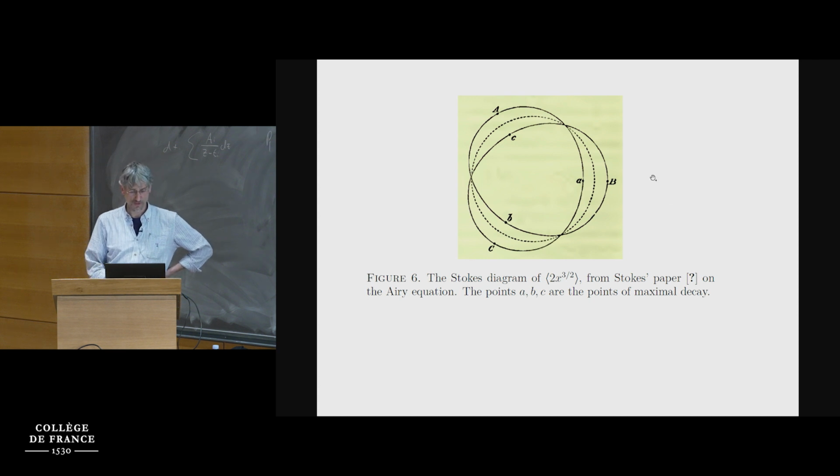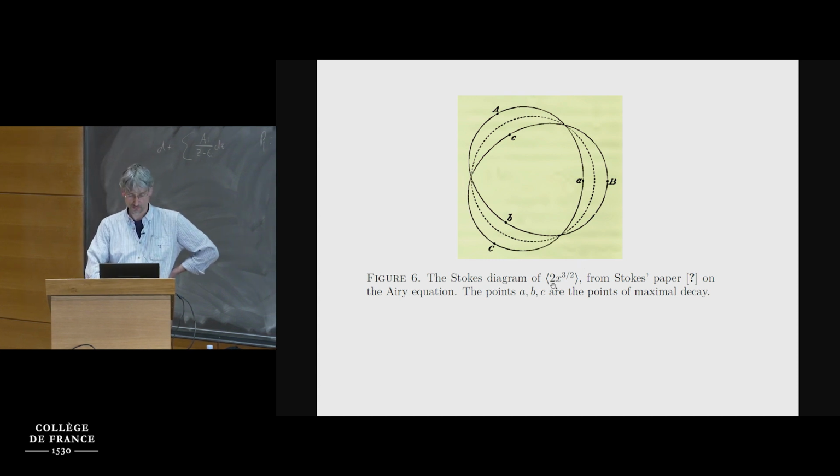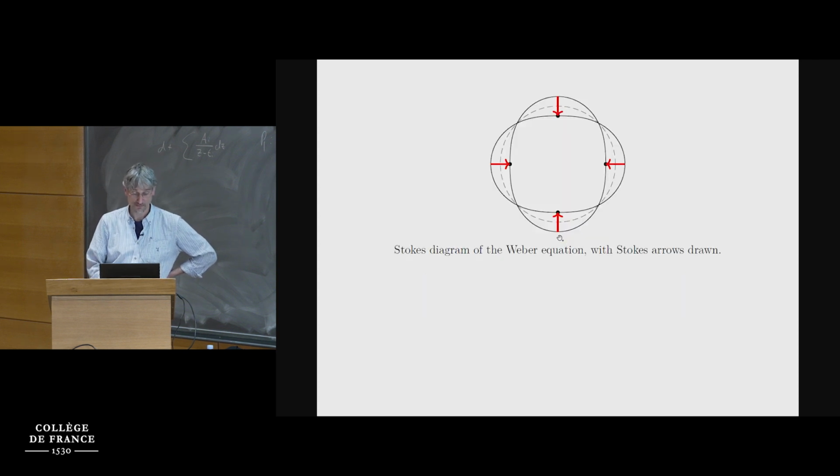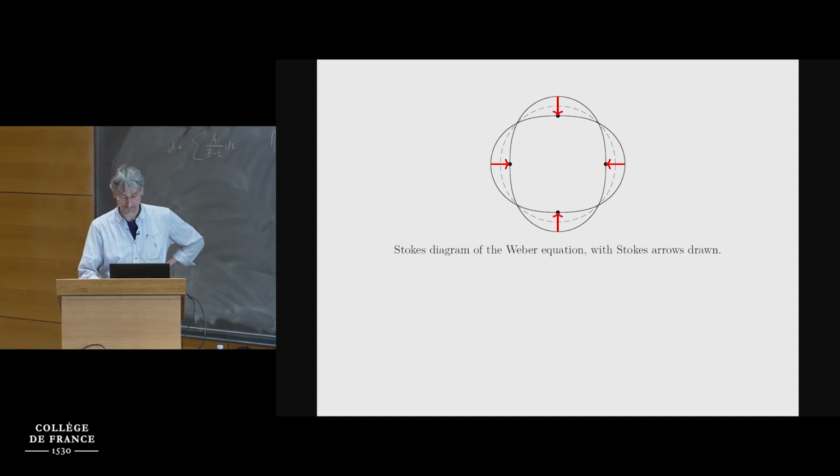So Stokes looks at a version of the Airy equation which has Stokes circle 2x to the 3 over 2, and he drew this nice trefoil picture. So here the two branches have maximal difference in their growth and decay on the real axis, and they switch over on these Stokes directions like this. And you can look at any other differential equation. If you look at, for instance, the Hermite-Weber equation, you get this.